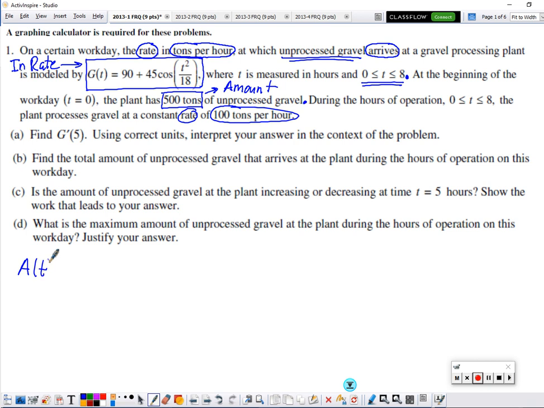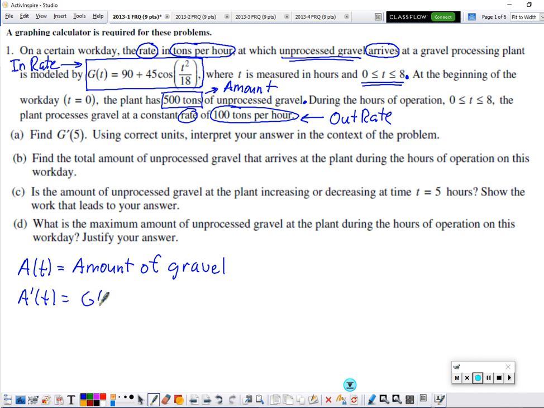So here's the situation. There's an amount of gravel that's measured in tons. There's an in rate and an out rate. This is the out rate. Because this rate causes the amount to go up, this rate causes the amount to go down. So I could say that A prime is the rate at which gravel comes in, subtract the rate at which gravel goes out. We want to talk about that.